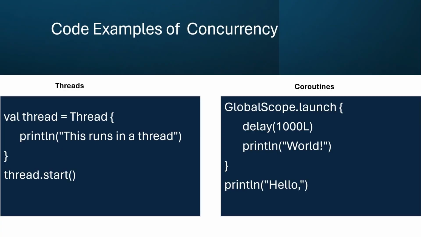These are some code examples, simple ones for threads and coroutines. For the threads, we use the word Thread with a capital T, and then we use thread.start to run the thing in a thread. And we have the coroutines. As you can see, we added the delay and so on.